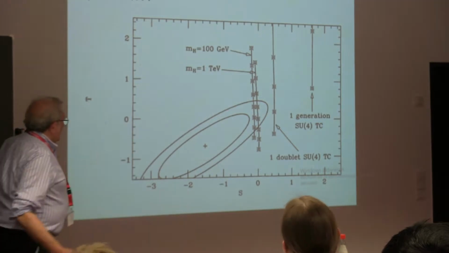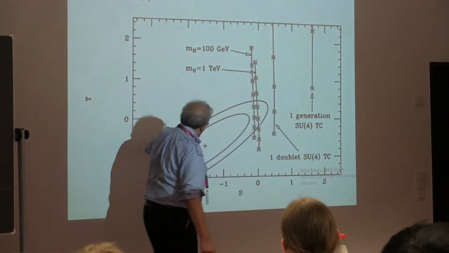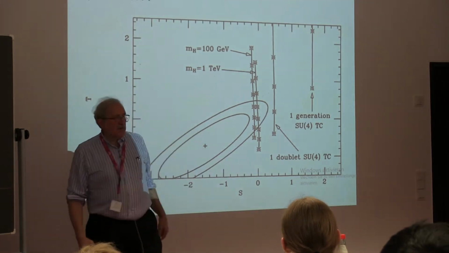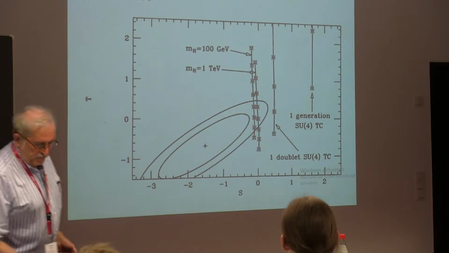The Technicolor models, as I said, gave large excursions in the positive direction in S. Here was the central value of the electroweak fit at that time. So they were totally wiped off the map.